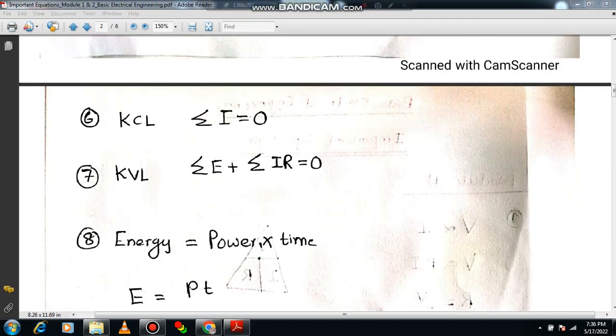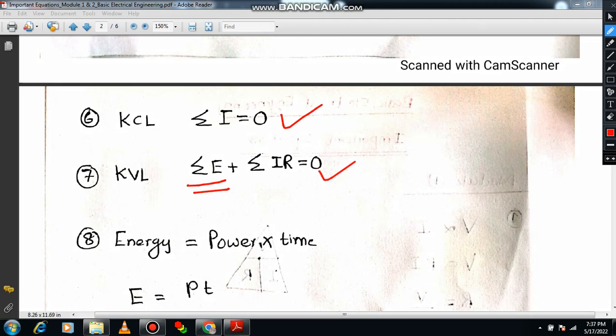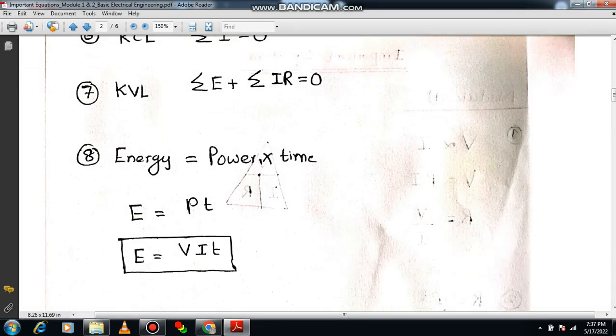Another thing is related to Kirchhoff's current law. According to Kirchhoff's current law, the algebraic sum of currents meeting at a junction is equal to 0. If I talk about KVL, you can write summation of E, that means summation of EMF and the summation of voltage drop in a closed loop is equal to 0. You can apply the same equation and solve many more problems.